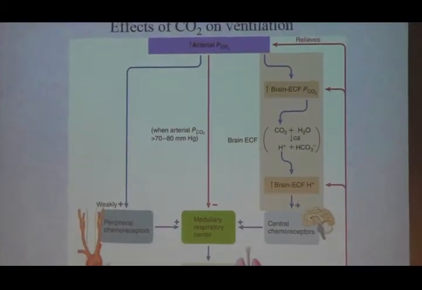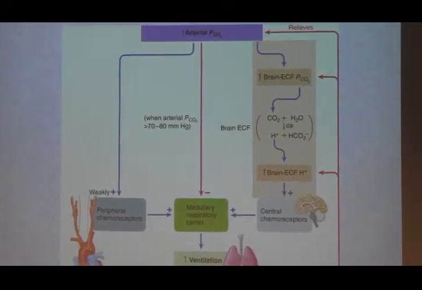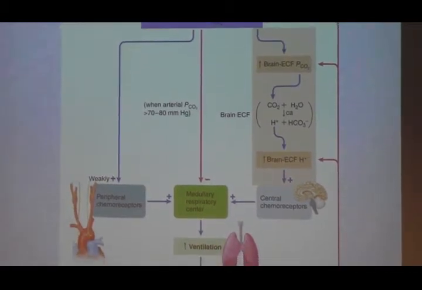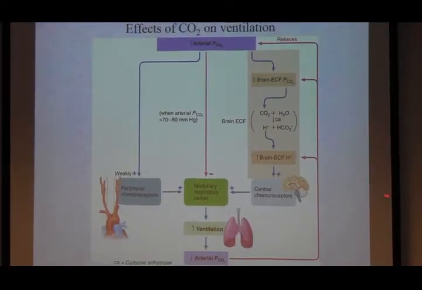This is a diagram that shows you how the central chemoreceptors, which are found in the walls of the fourth ventricle, or found scattered in the medulla next to the DRG, in the brain extracellular fluid, how these central chemoreceptors affect the activity of the DRG. So the green here is the DRG. And it also explains how the peripheral chemoreceptors affect the activity of the DRG.